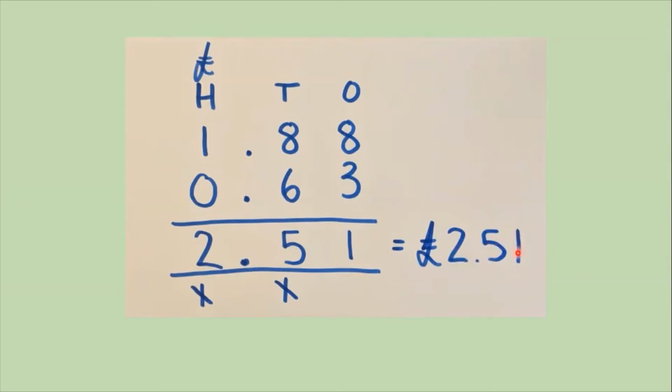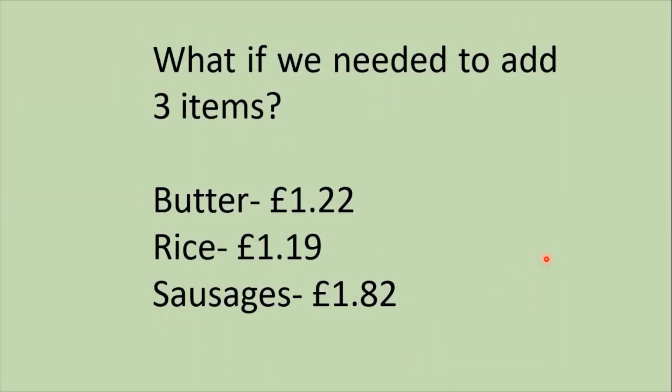£2 and 51 pence. Okay then, so what if we needed to add 3 items then? Because sometimes we don't just need 2 things on our shopping list, we need 3 things. And this time I need some butter, these amounts out loud. So my butter is £1 and 22 pence. Well, £1 and 19 pence. Well done.